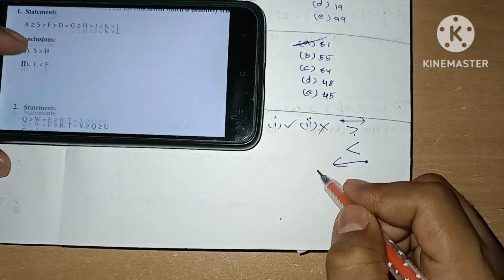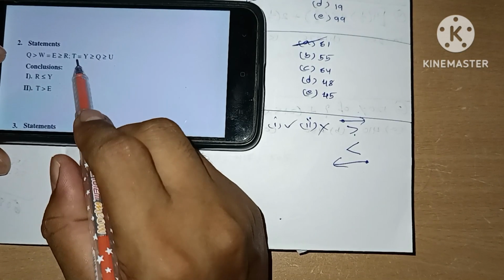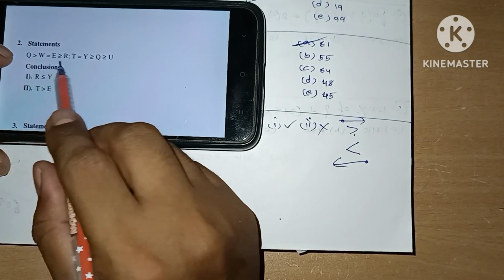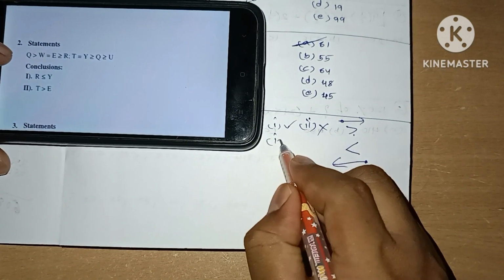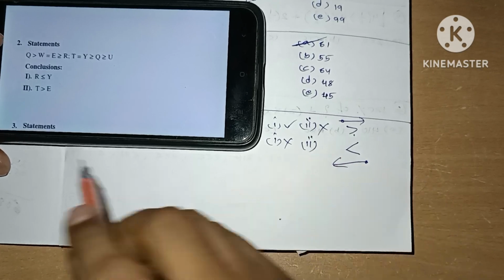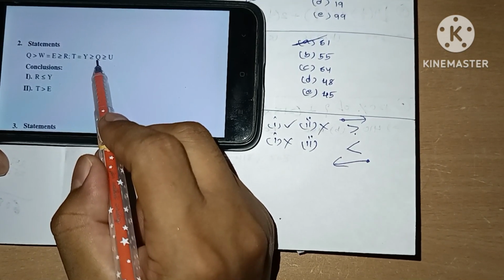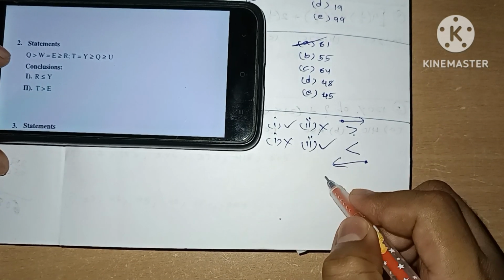Next, second question, the flow from Y to R with everywhere equals to. From Y we can reach Q. From Q we can reach R, but there is a missing equal to here. So first conclusion will be false. Second conclusion, the flow from T to E. From T we can reach Q. From Q we can reach E. So the second conclusion is true.